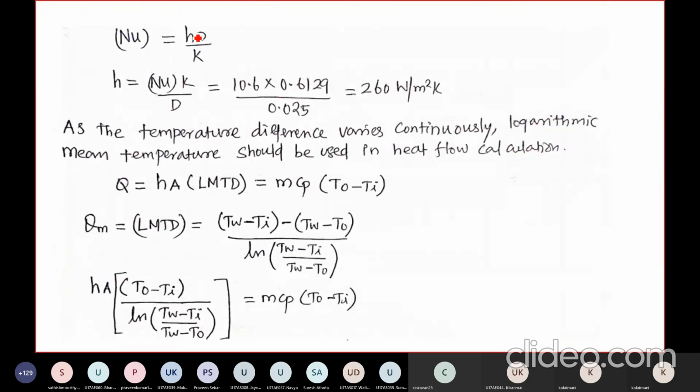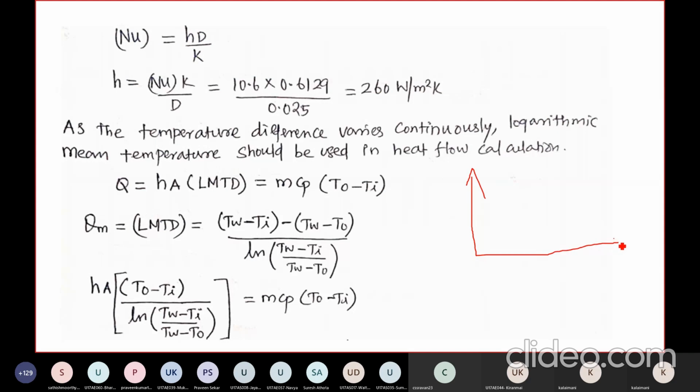So Nusselt number is equal to hD by k. From that relation, we find the convective heat transfer coefficient. h is equal to Nusselt number × k divided by D. We get the convective heat transfer coefficient as 260 W/m²·K. Okay, so let us look at this case, which we already discussed.